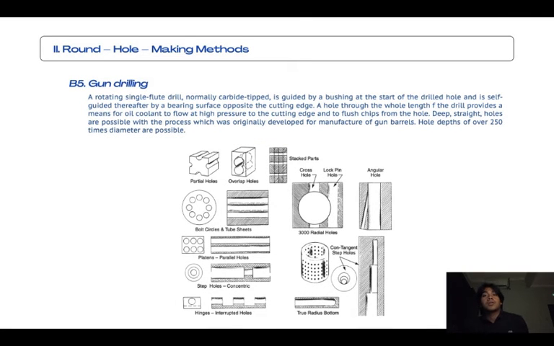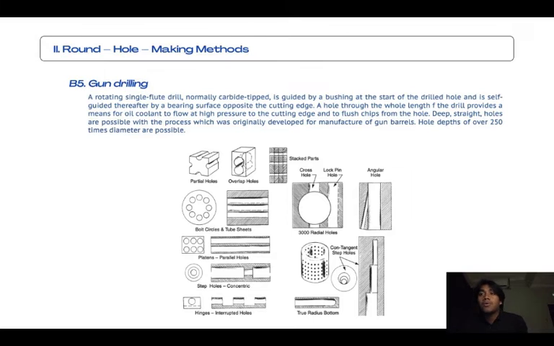So the fifth subtopic from drilling is gun drilling, which is a rotating single flute drill. Normally the carbide tip is guided by a bushing at the start of the drilled hole, and itself guided thereafter by a bearing surface opposite the cutting edge.